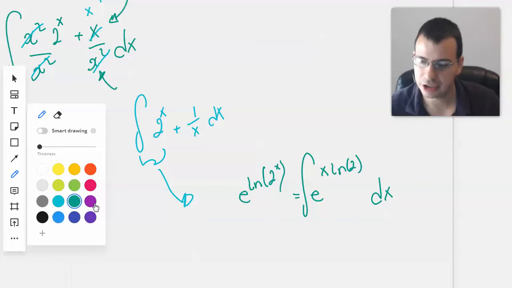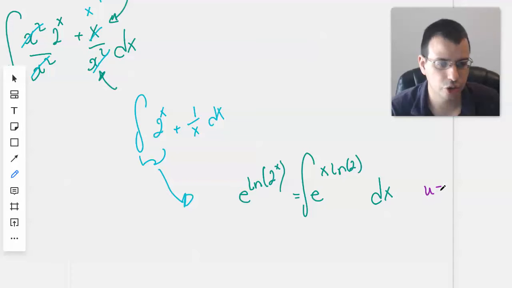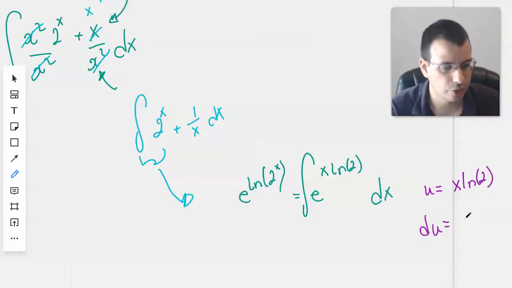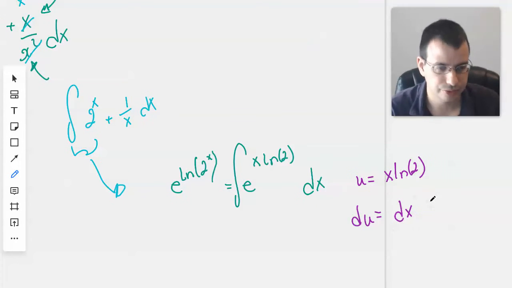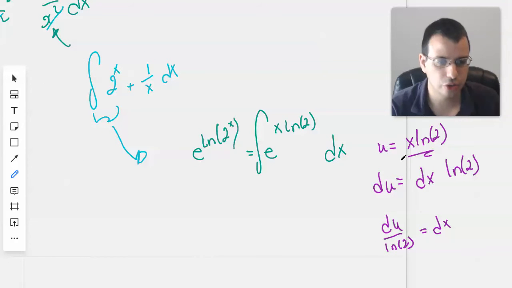To be extra formal about this, we'll say that u equals x natural log of 2. du then equals dx natural log of 2. So du over natural log of 2 equals dx. Okay, so now we have a u for x ln of 2, and we have a substitution for dx.